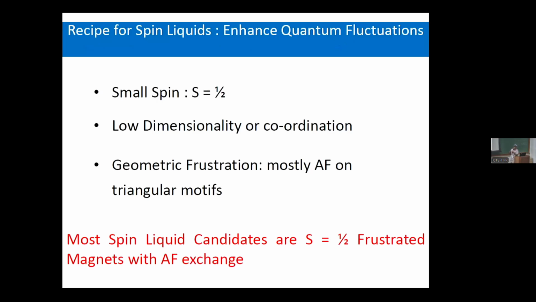So we have an interacting system which doesn't order. The point is that the quantum fluctuations are so strong that they suppress any ordering tendency that the system would have. So if I want to build a quantum spin liquid, I go to small spin, low dimensionality or low coordination, and geometrical frustration. Mostly antiferromagnetically coupled spins on triangular motifs is the recipe that experimentalists use to look for spin liquids.